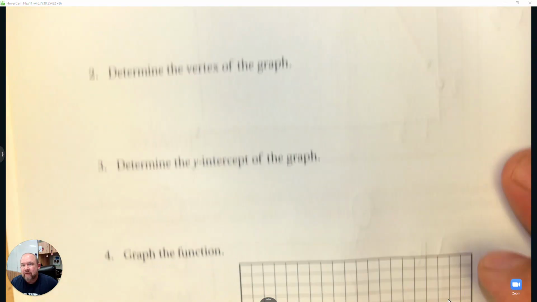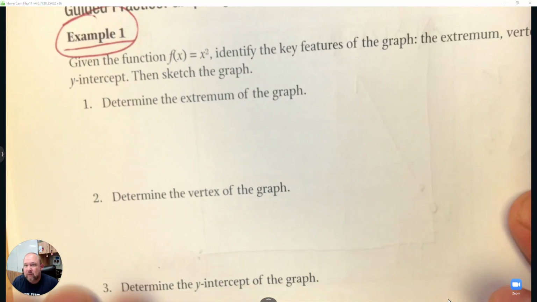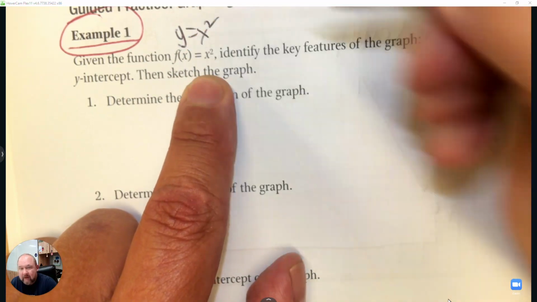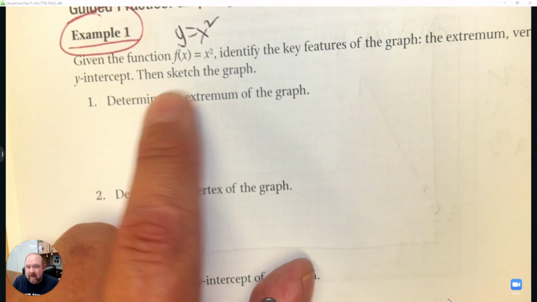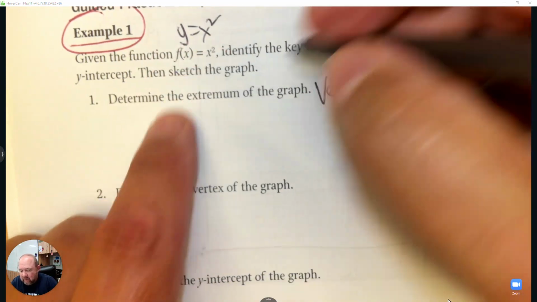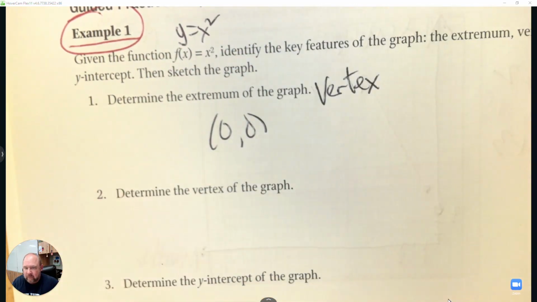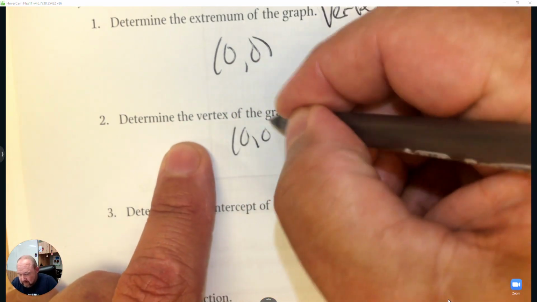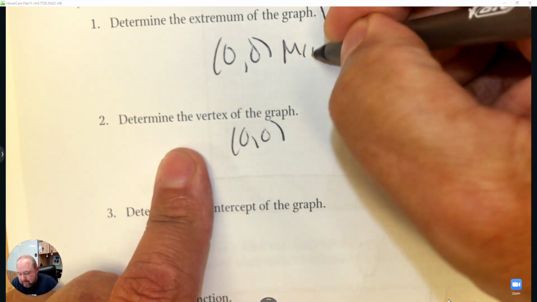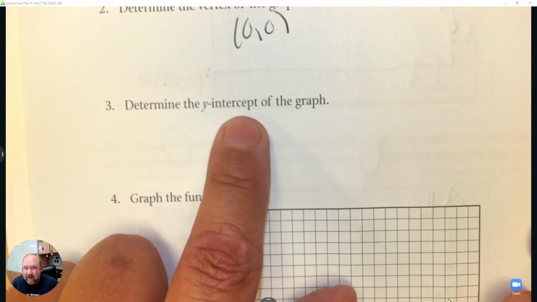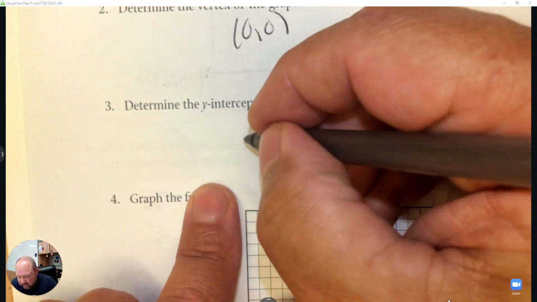Now we're going to do some quadratic practice. Given this function, y equals x squared, what's the extreme of the graph? That's another way of saying where's the vertex. For y equals x squared, the vertex is at 0, 0. That's going to be a minimum because it's at the bottom. Determine the y-intercept. Well, it's right there. It's 0.